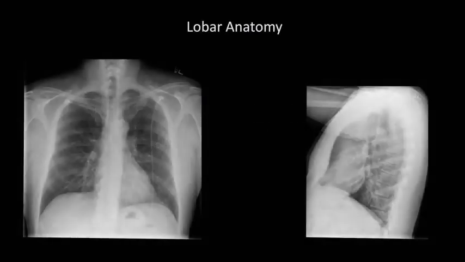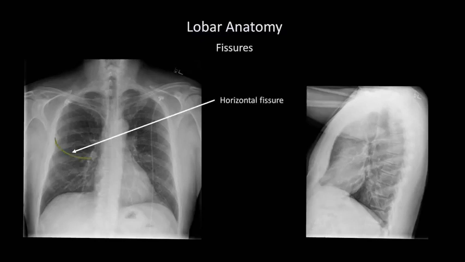I'll start by discussing lobar anatomy and radiographic zones in the chest in order for us to accurately describe the location of a focal lesion. Some of this was originally covered in the second video on normal chest x-ray anatomy, but to very quickly review, the horizontal fissure of the right lung is typically the only fissure that may be visible on the PA view, being roughly horizontal at the level of the hilum. It's generally not visible on the lateral view.